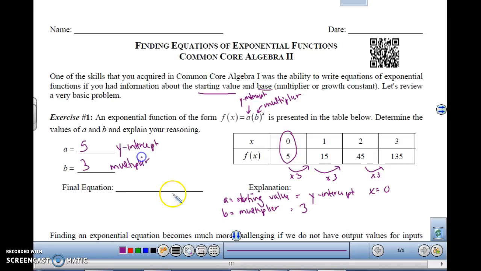So what is the final equation? It's going to be f of x equals our starting value, which is 5, or the y-intercept, times the multiplier. Multiplying by 3, however many times we need to do it, is going to be to the x power. So f of x is equal to 5 times 3 to the x. So the two things you need to know are the y-intercept and the multiplier, and how to find them.